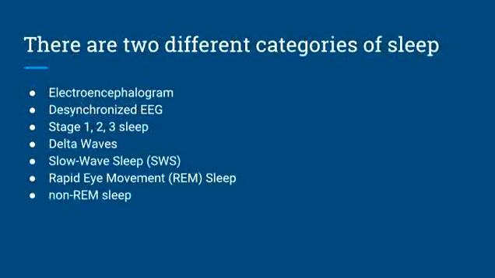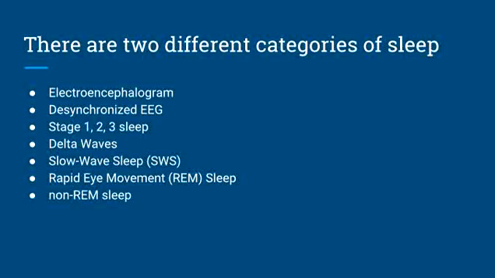Now there are two different categories of sleep. There's REM sleep and there's non-REM sleep. However, we're going to start with an electroencephalogram, or an EEG. This is just how we measure fluctuating potentials in the brain, and a desynchronized EEG, also known as beta activity, is a pattern of EEG activity comprising a mix of many different high frequencies with no dominant frequency and with low amplitude.